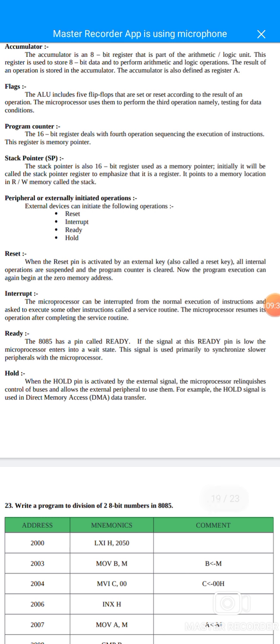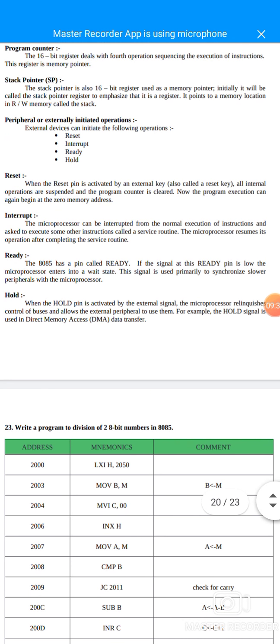Peripheral or externally initiated operations. External devices can initiate the following operations: reset, interrupt, ready, hold. Reset: when the reset pin is activated by an external key, also called the reset key, all internal operations are suspended and the program counter is cleared. Now the program execution can again begin at the zero memory address.